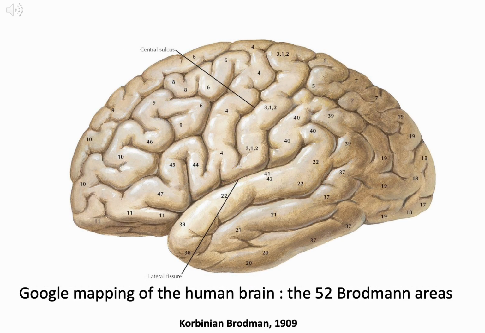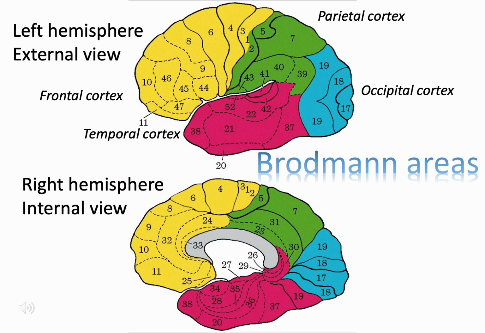A more detailed analysis of each brain region allowed for the distinction of 50 neocortical areas, characterized, numbered, and mapped by Brodmann. These Brodmann areas are essentially a low-resolution Google map of the human brain. Here are represented the Brodmann areas of the external and internal surfaces of both hemispheres. The frontal cortex, the temporal cortex, the parietal cortex, and the occipital cortex, as well as the different Brodmann areas corresponding to them, can be easily distinguished.